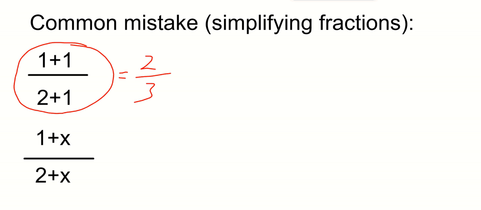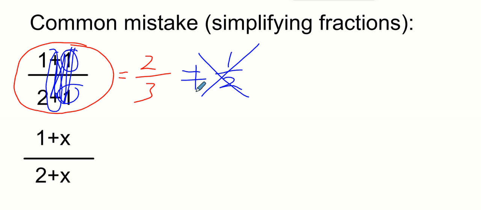So what students will do is they'll recognize that there's a 1 here and a 1 here, and they'll try and cancel those out. The problem is these addition signs, whether it's addition or subtraction, we don't want to cancel those out. Because if we cancel those out, all of a sudden we are trying to say that 2/3 is equal to 1/2, and we know that's not the case. Okay, so careful with addition and subtraction signs with simplification.